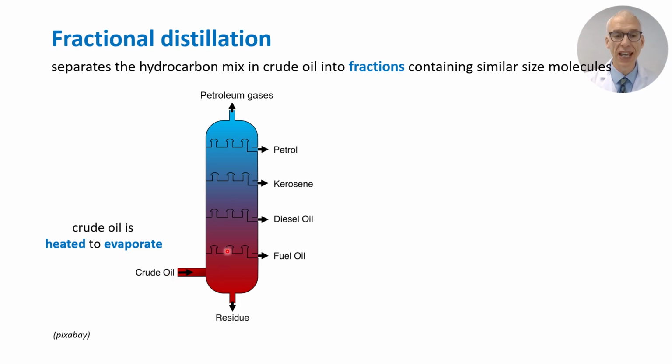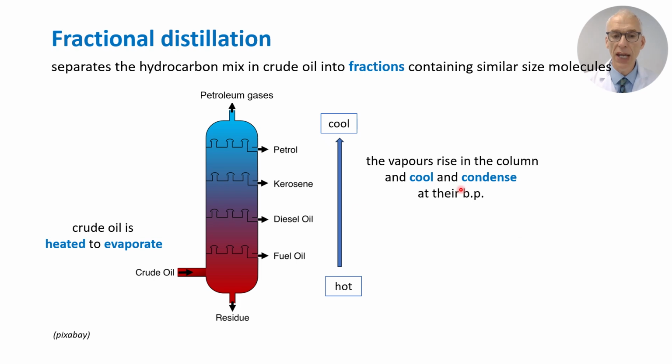The vapors then enter the fractionating column. At the bottom of the column, the temperatures are high, that is, it is hot. At the top, the temperatures are low, it is cool. So we have a temperature gradient going up the fractionating column, hot to cool. Now the hot vapors enter the column and rise in the column. As they do so, they cool and condense, so two key words in any exam answer, at their boiling point.